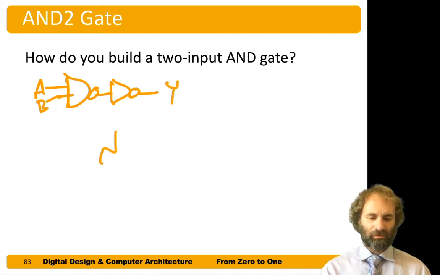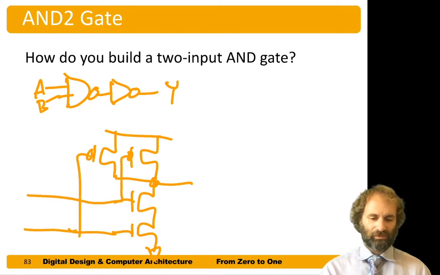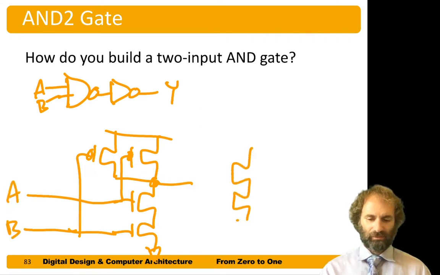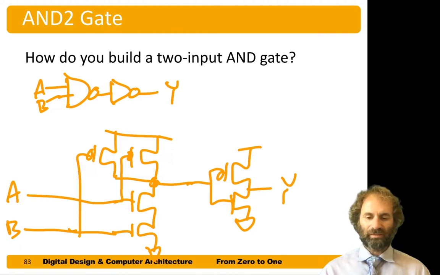Remember, our NAND gate has 2 PMOS in parallel and 2 NMOS in series. Our NOT gate just had a single NMOS and a single PMOS. And so here's our 2-input AND.